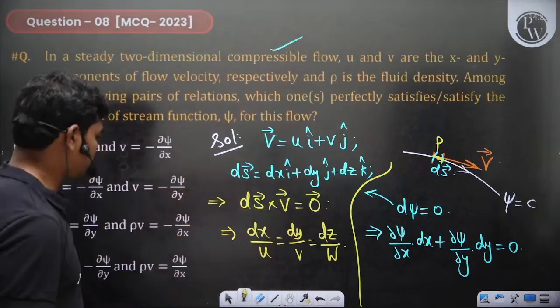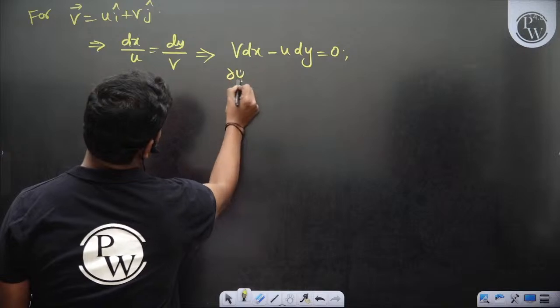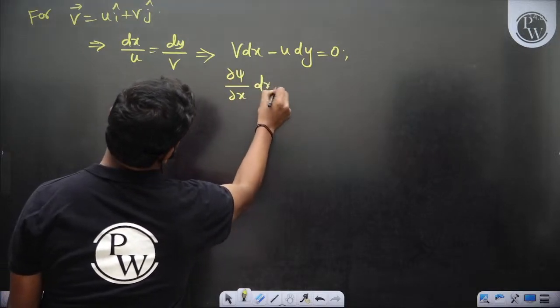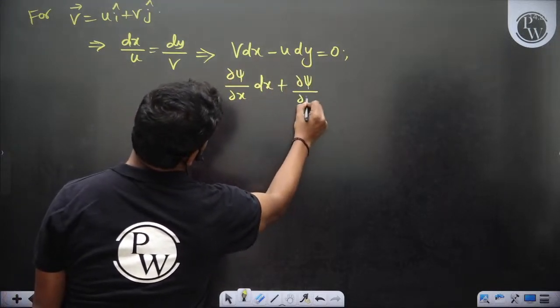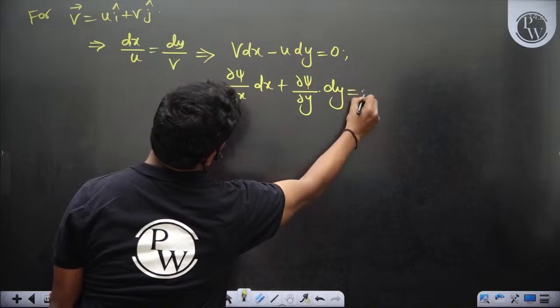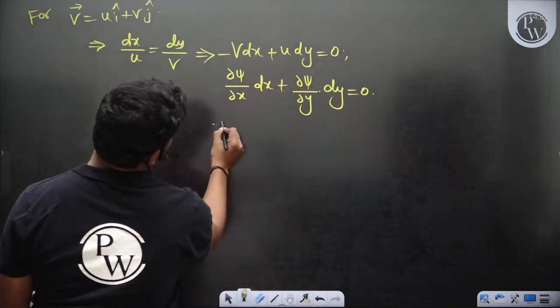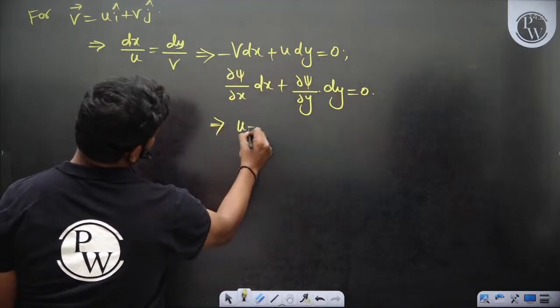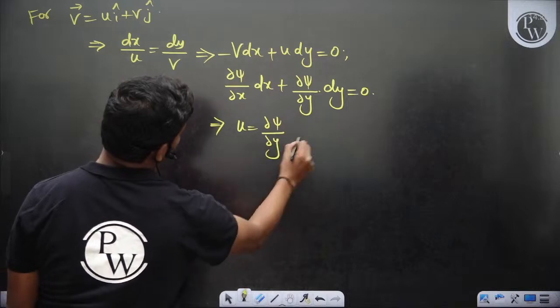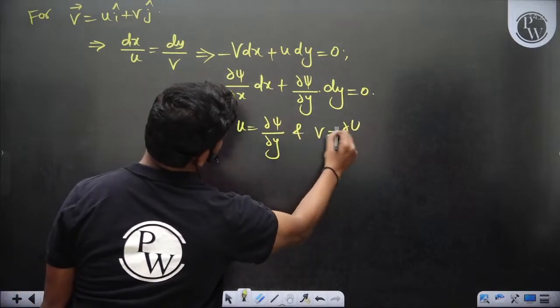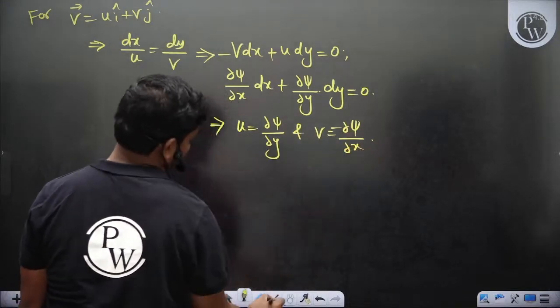And what about this equation? Dou psi by dou x dx plus dou psi by dou y dy is also 0. If you multiply this with minus, then you can see u is dou psi by dou y and v is minus dou psi by dou x. That's all.